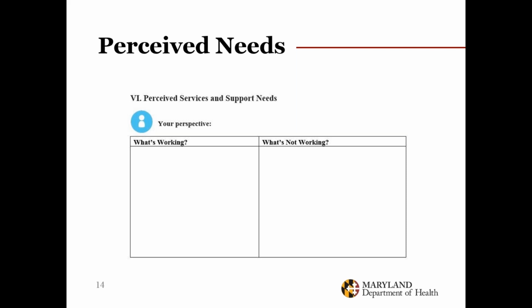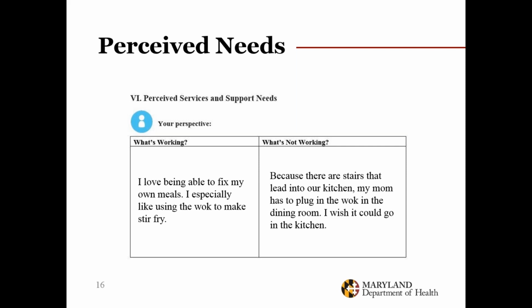Janie states, "I love being able to fix my own meals. I especially like using the wok to make stir fry." When asked what's not working, she states, "Because there are stairs that lead into our kitchen, my mom has to plug the wok into the dining room. I wish it could go in the kitchen."